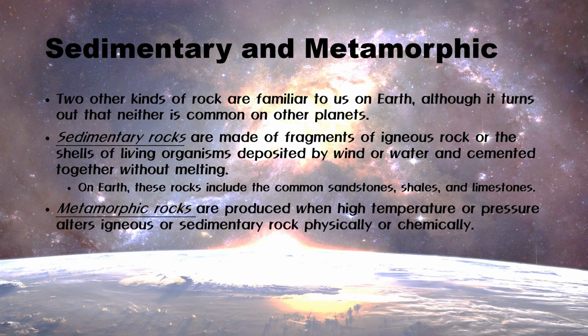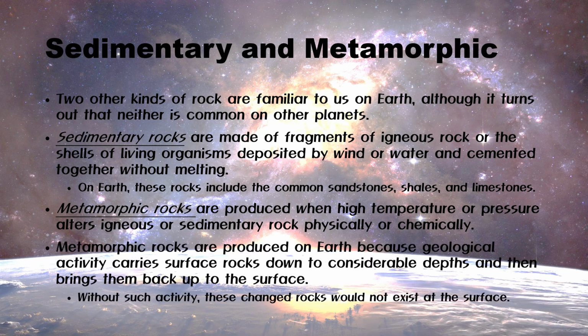Now, metamorphic rock is produced when you have high temperature or high pressure. That alters igneous or sedimentary rock either physically or chemically. Metamorphic rock is produced on Earth because geological activity carries surface rocks back down to considerable depths, and then it will eventually bring them back up to the surface. Without such activity, these changed rocks would not exist at our surface.